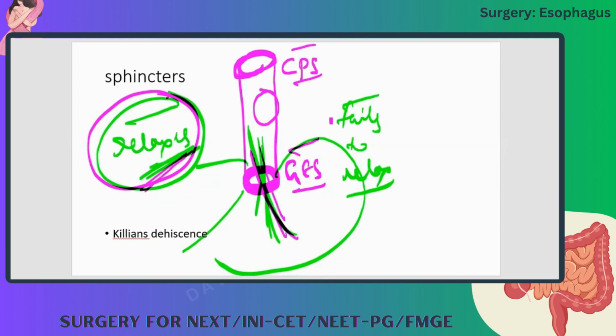That is one. And sometimes these sphincters will not relax. Even when food is there, they will not relax. So what is this condition called, if it is failing to relax? Achalasia cardia. Very good. If the lower esophageal sphincter fails to relax, it is known as achalasia cardia.